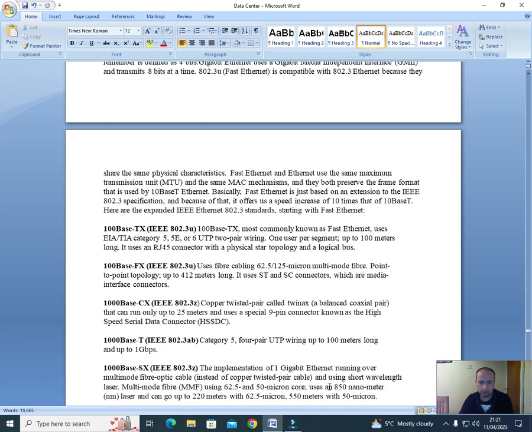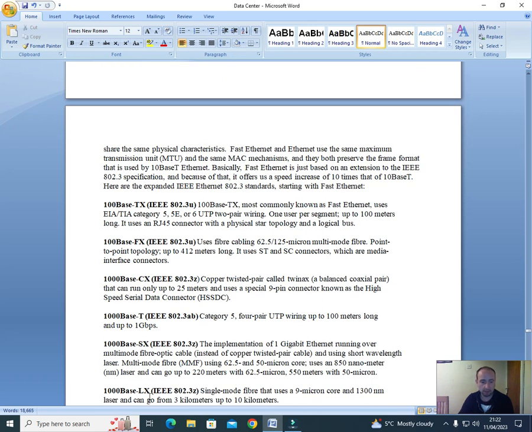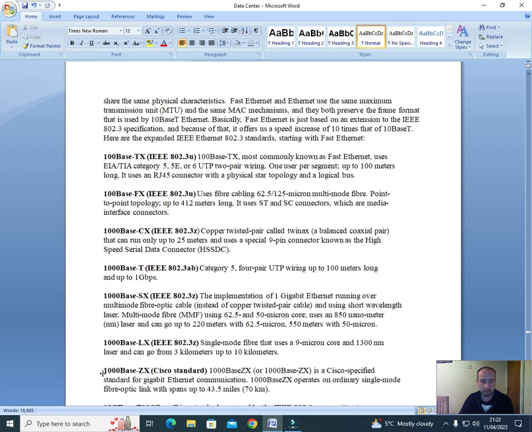1000BASE-FX, IEEE 802.3z, the implementation of 1 gigabit Ethernet running over multimode fiber optic cable instead of copper twisted pair cable, using short wavelength laser multimode fiber (MMF) using 62.5 and 50 micron core. It uses an 850 nanometer (nm) laser and can go up to 220 meters with 62.5 micron, 550 meters with 50 micron. 1000BASE-LX, IEEE 802.3z, single mode fiber that uses a 9 micron core, 1300 nm laser and can go from 3 kilometers up to 10 kilometers.